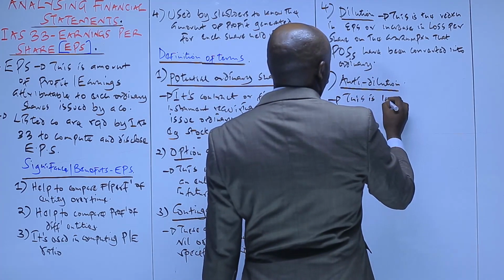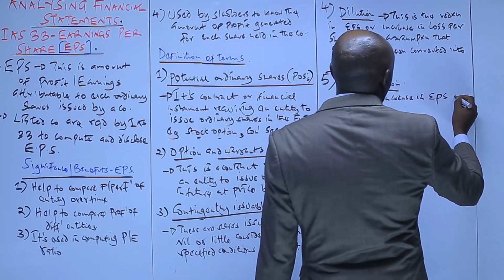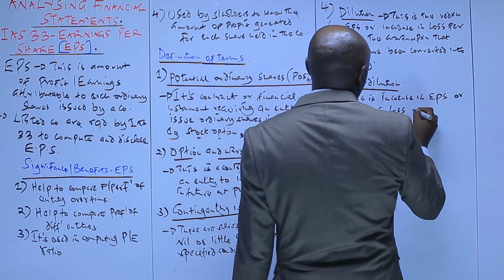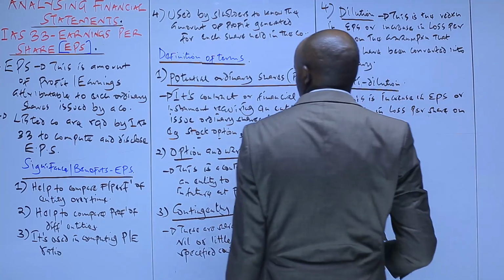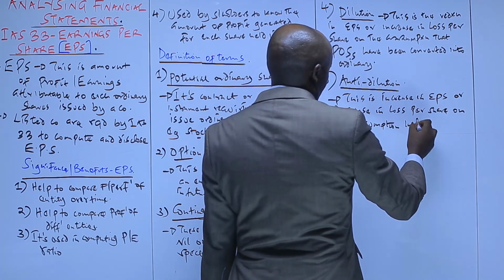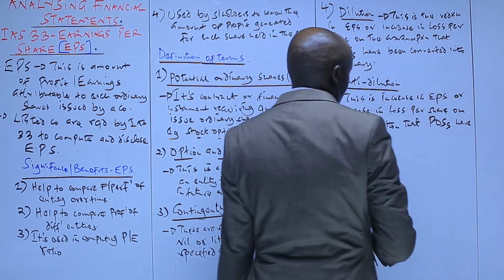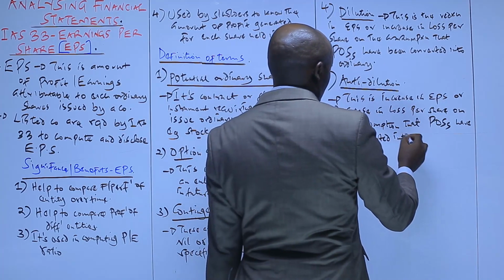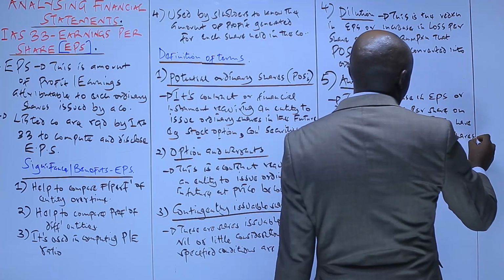So we can say that this is an increase in earnings per share, that is EPS, or decrease in loss per share, on the assumption that potential ordinary shares, POS, have been converted into ordinary shares.